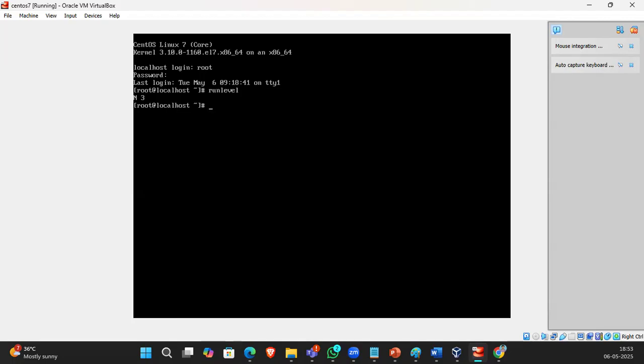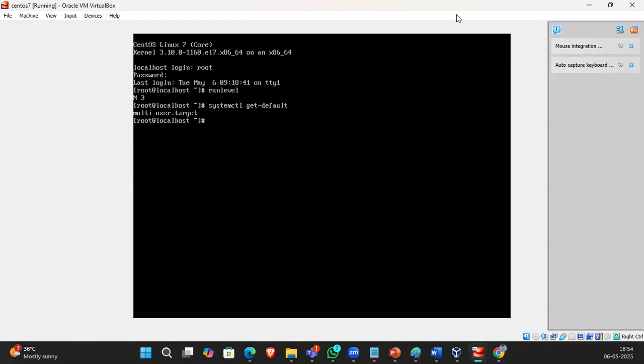So how can you check which run level you are in? The command is runlevel, or systemctl get default. So multi-user. So you are in the multi-user mode. Understood? Either use runlevel, or you can use systemctl get default to check the run level. Right? Understood?